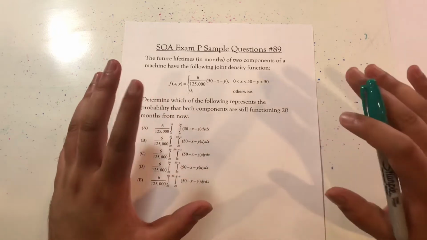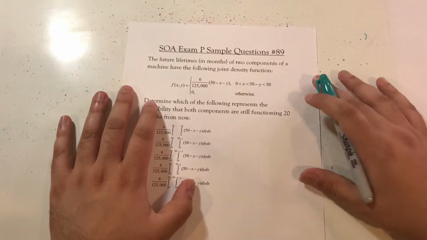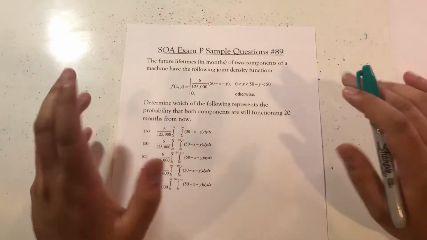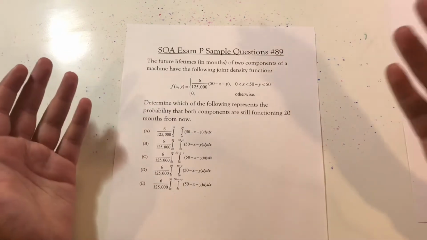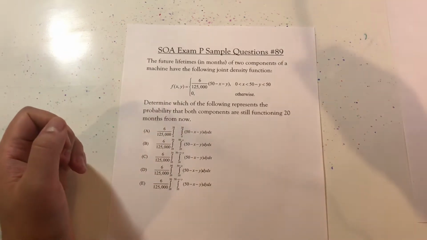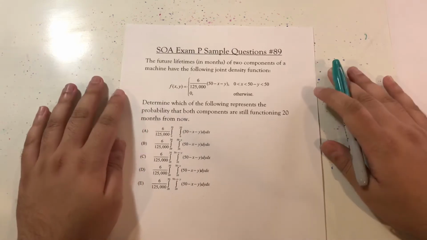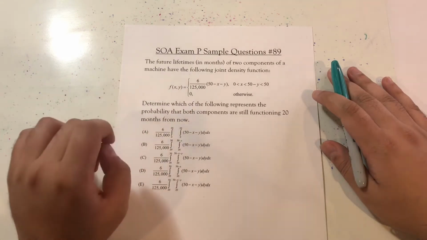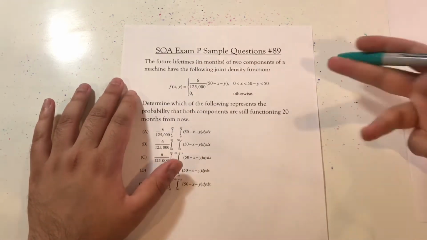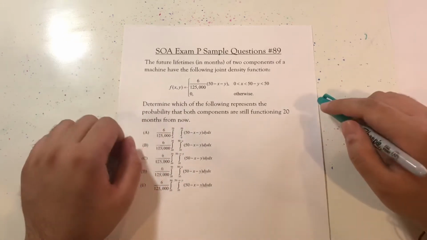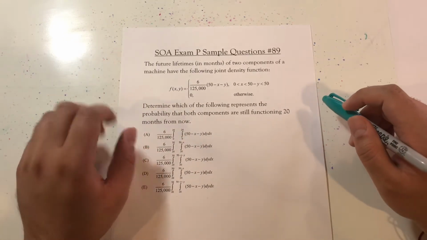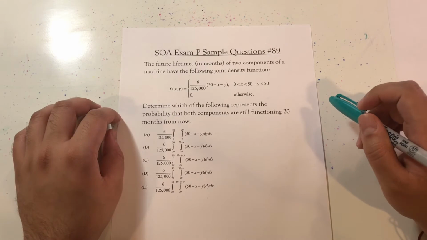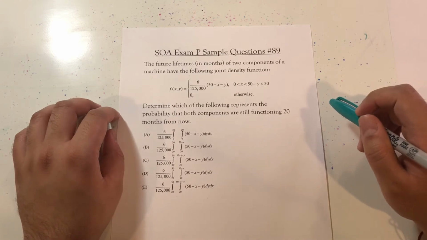All right, so in this video, we're going to go through sample question 89 from the Society of Actuaries Exam P list of sample questions. The question reads, the future lifetimes in months of two components of a machine have the following joint density function, given here. Determine which of the following represents the probability that both components are still functioning 20 months from now.